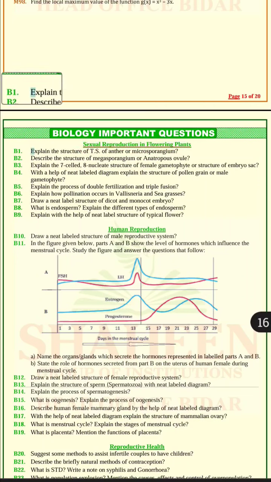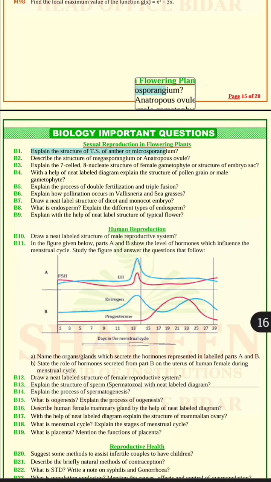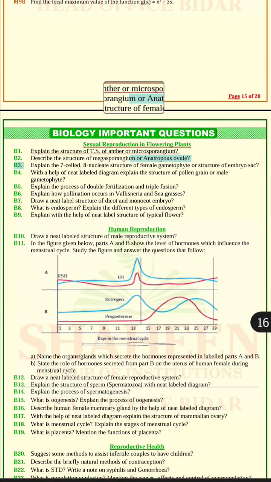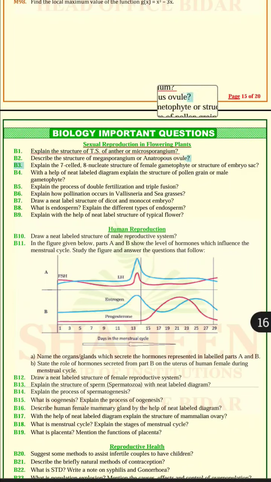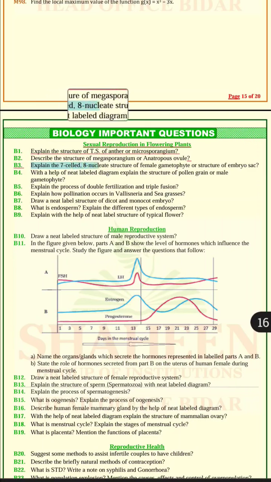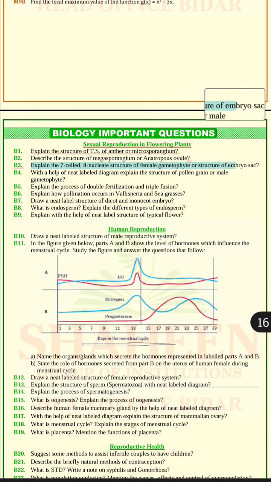Question number 1, explain the structure of tiers of anther or microsporangium. And second one is describe the structure of megasporangium or anatropous ovule. And question number third, describe the 7-celled 8 nucleate structure of female gametophyte or structure of embryo sac.